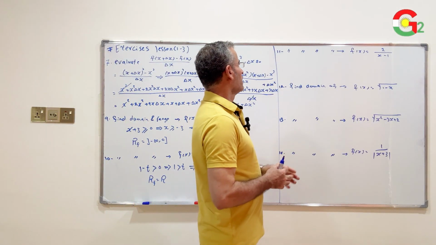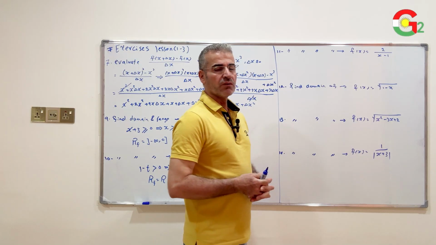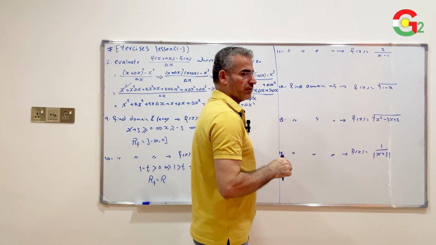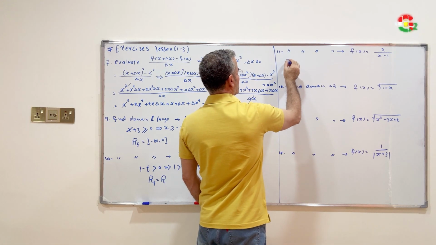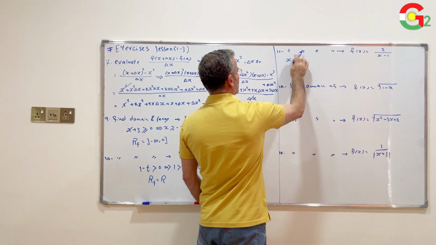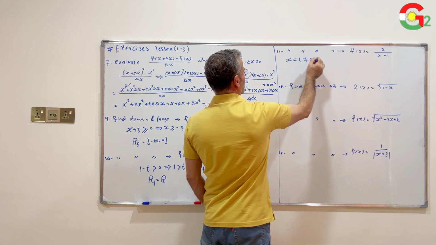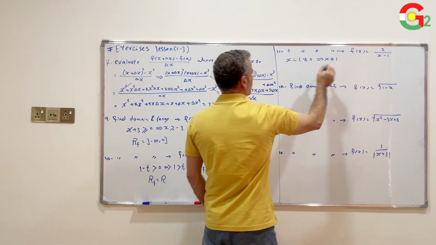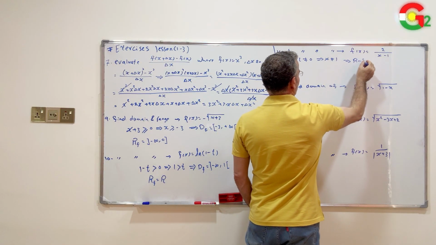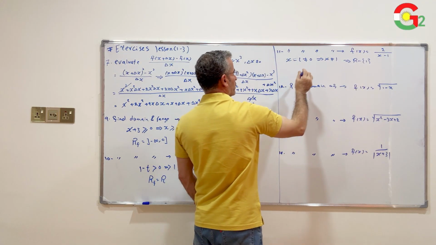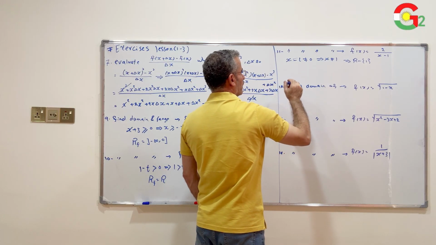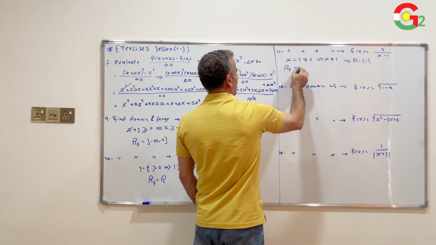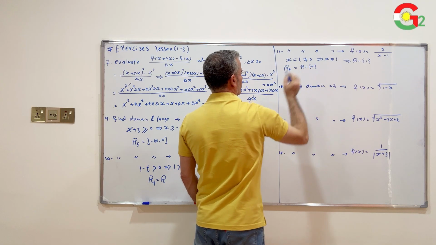Number 11, find the domain and range of the function 2 over x minus 1. For the domain, since it is a fraction, the denominator should not be 0. I set x minus 1 not equal to 0, that is x not equal to 1. Then the domain is R except 1. For the range, we solve for many kinds of this function. The range is R except 0.